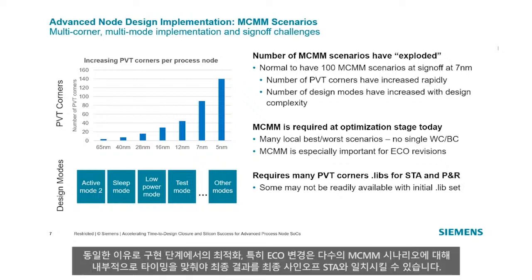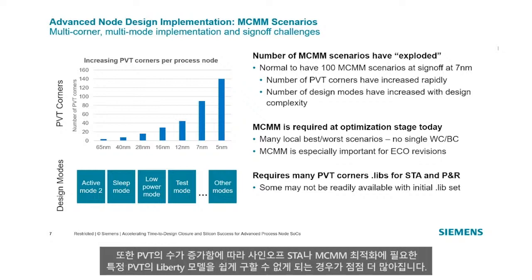Due to the same reasons, optimization at the implementation stage and especially ECO changes have to be internally timed for a large number of MCMM scenarios so that the end result can match with final sign-off STA. In addition, as the number of PVTs grow, we run into an increasingly common issue where the Liberty models for the specific PVTs needed for sign-off STA or MCMM optimization is not readily available.